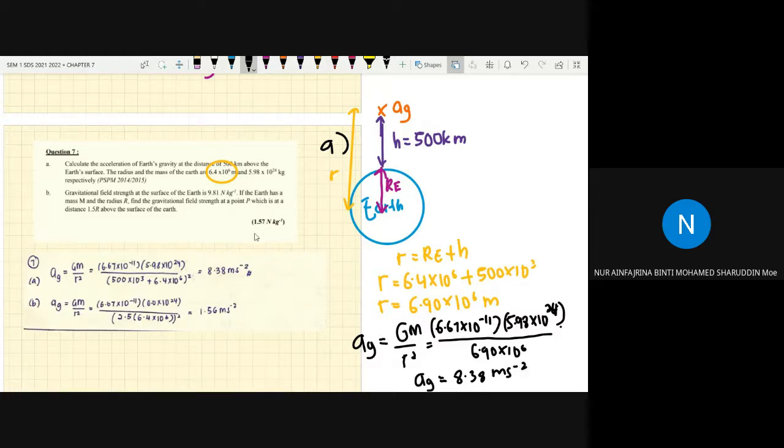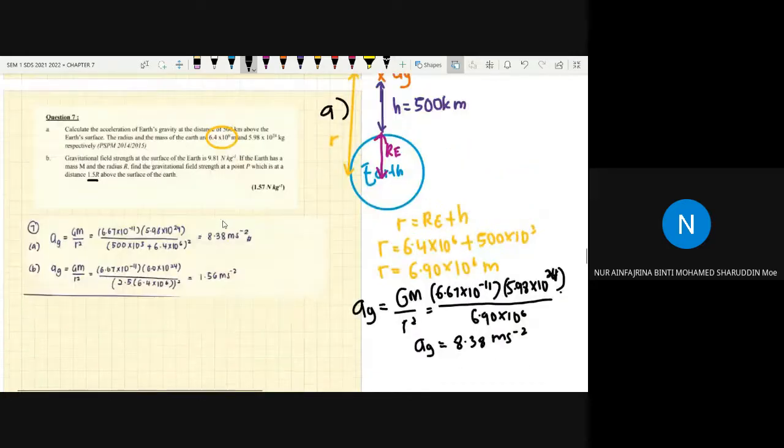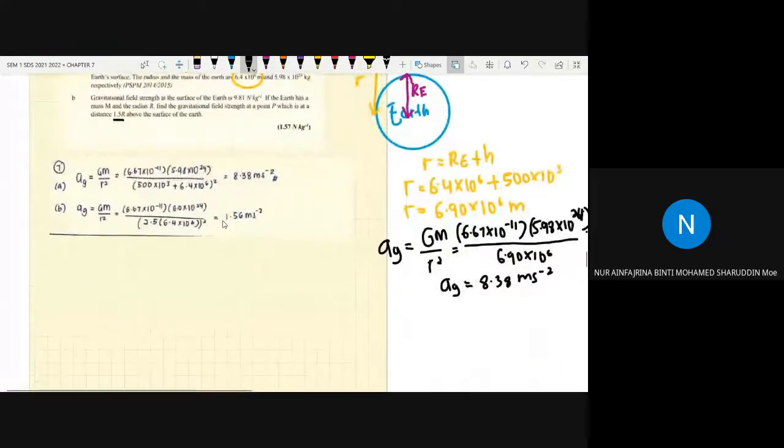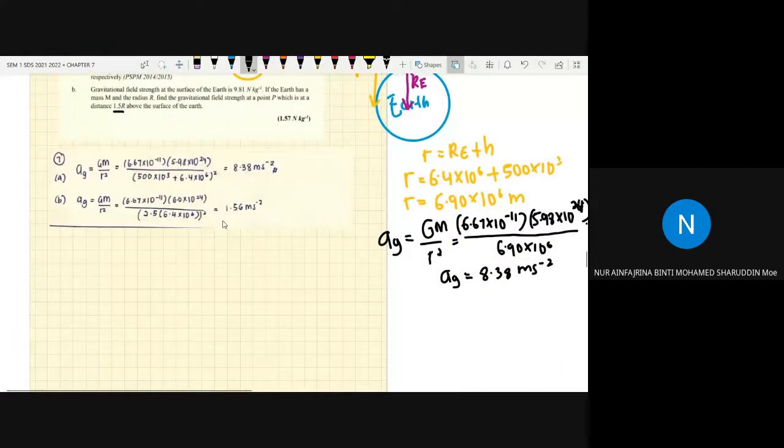Okay. Oh ya, ini yang baru 1.5 R. I got confused just now. Okay, itu untuk A. Mari kita tengok untuk B. Okay, gravitational field strength at the surface of the Earth is 9.81 Newton per kg. If the Earth has a mass m and radius r, find the gravitational field strength at point P. Okay, tak apa, lukis dulu. Kalau awak confused, awak lukis je dulu. So for example, this is your Earth.